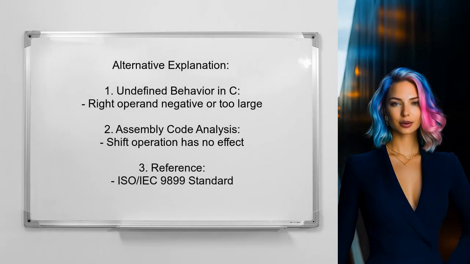This user explains that the difference in results from the left-shift operations is due to undefined behavior in C. According to the ISO standard, if the right operand is negative or exceeds the width of the left operand, the behavior is undefined. In the provided code, the assembly output shows that the shift operation has no effect, indicating this undefined behavior.